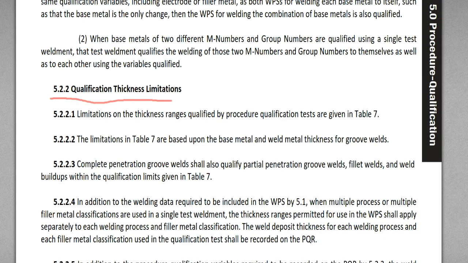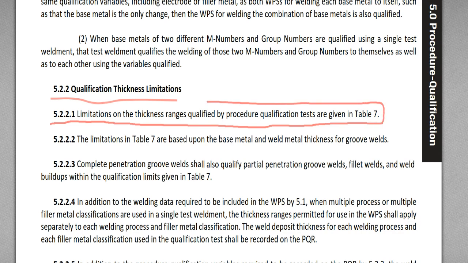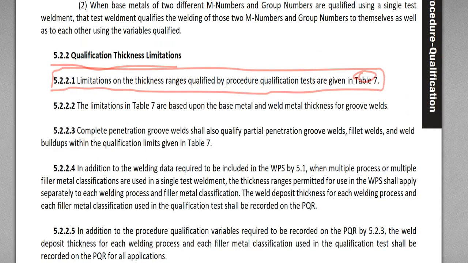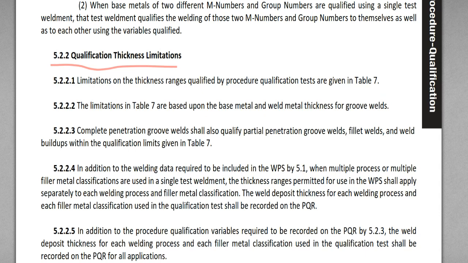5.2.2 Qualification Thickness Limitation. 5.2.2.1 Limitations on thickness ranges qualified by procedure qualification test are given in Table 7. Table 7 is on the next page. On the next page, Table 7 is here. Thickness limitation of plate and pipe for groove weld. Groove weld for procedure qualification. So, I'm going to explain how to read this Table 7.